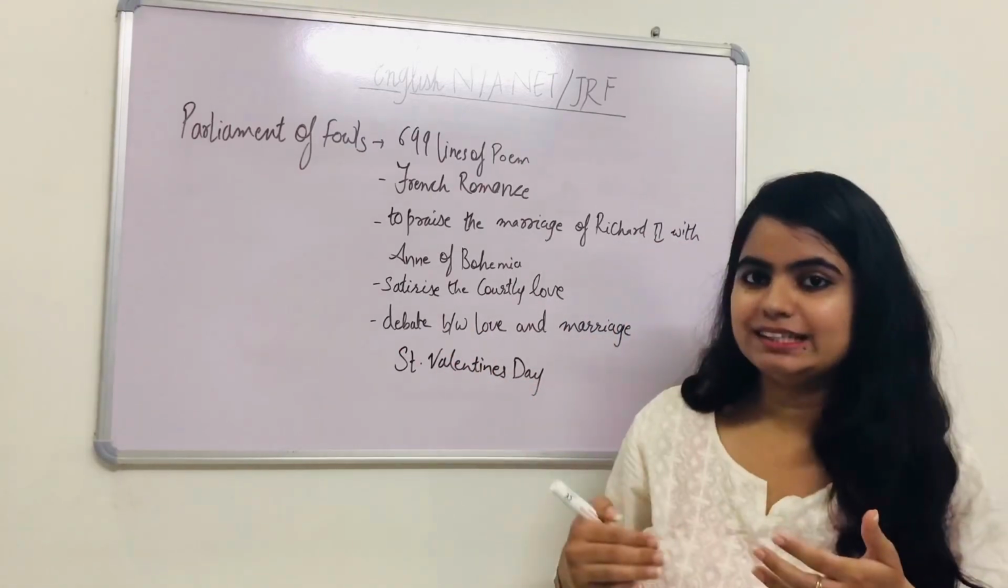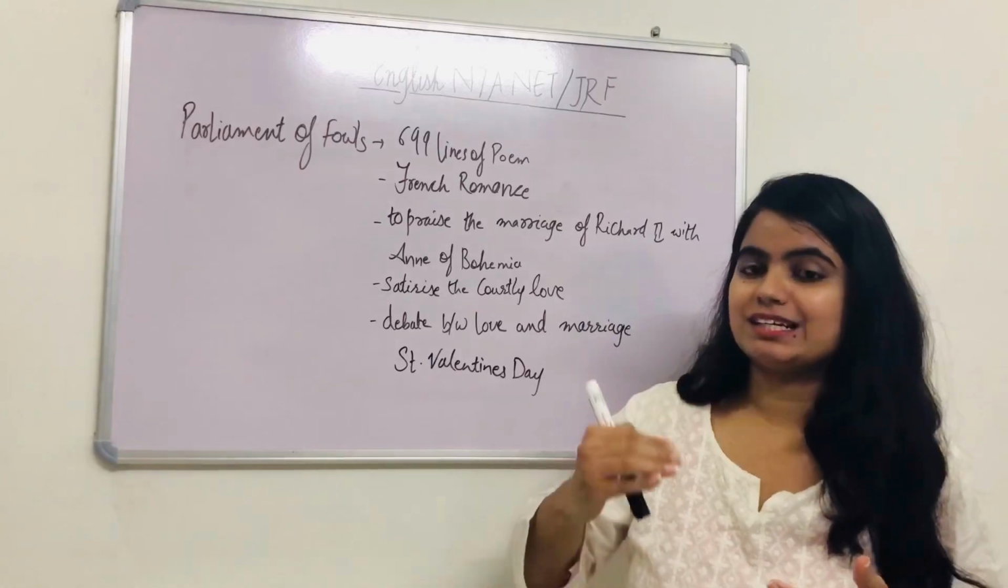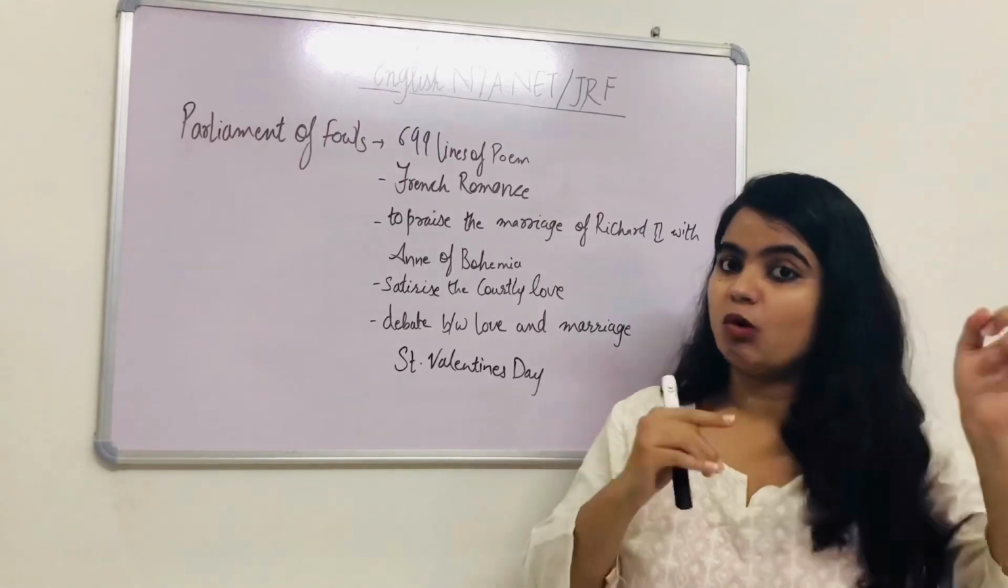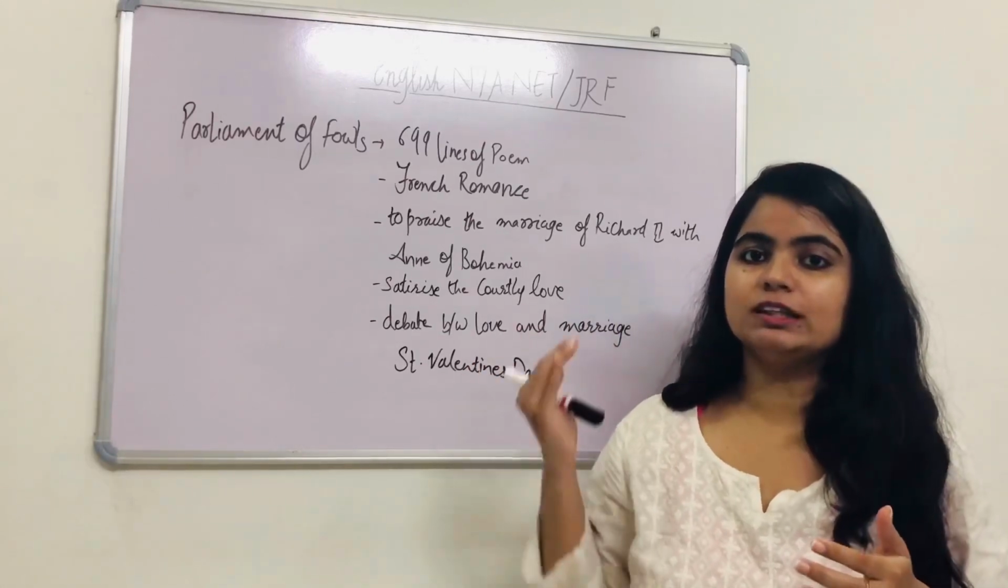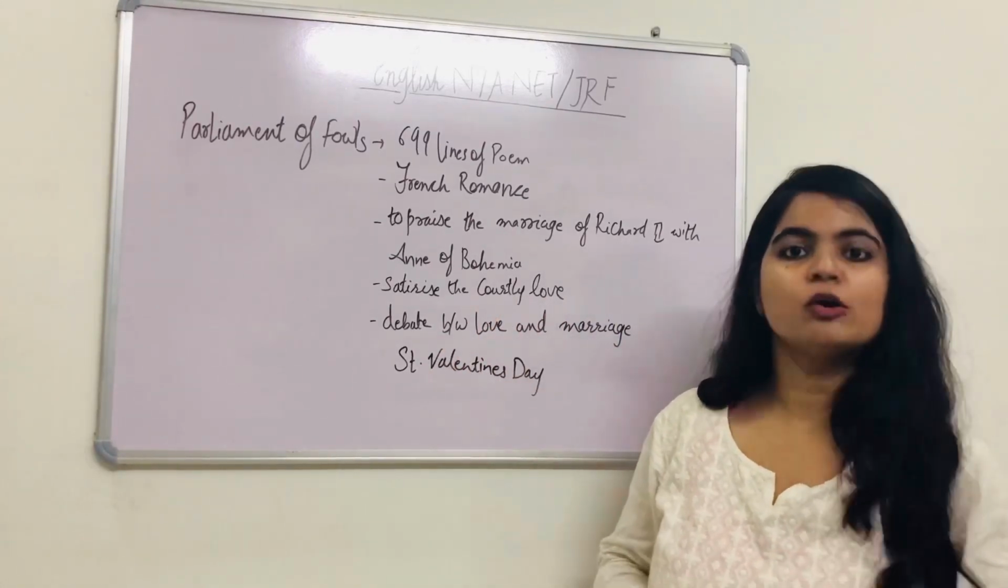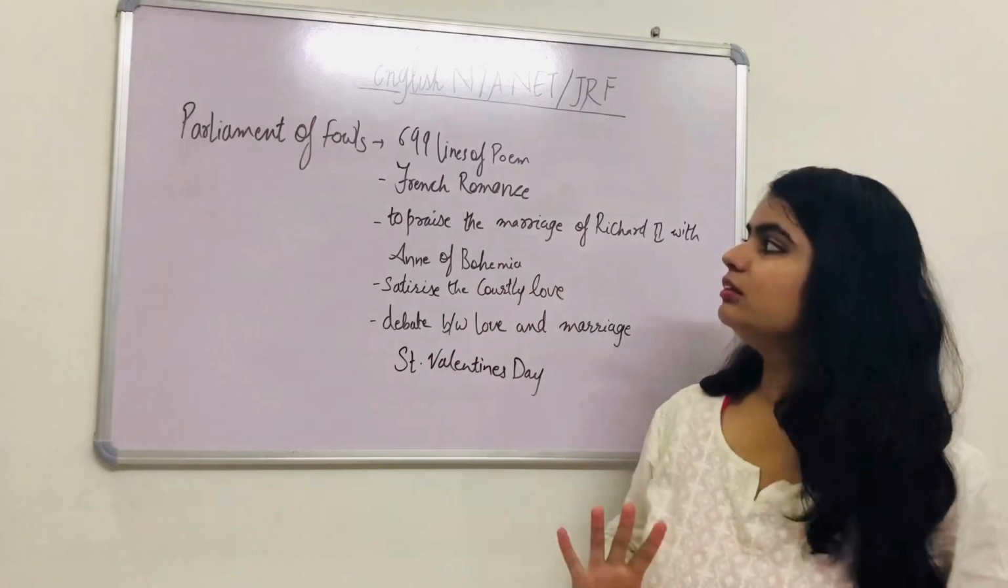This is kind of allegory here. Chaucer wants to satirize the courtly person, like all the birds are the courtly members in England. So Chaucer here is satirizing the tradition of courtly love. So that's it in the Parliament of Fowls.